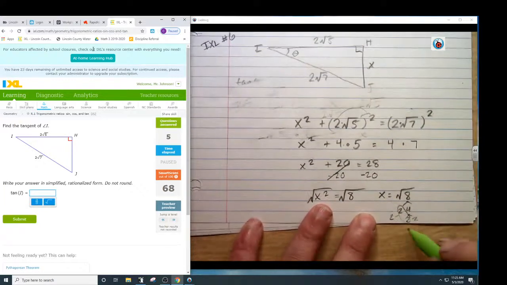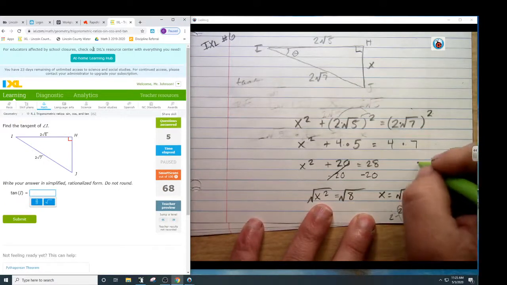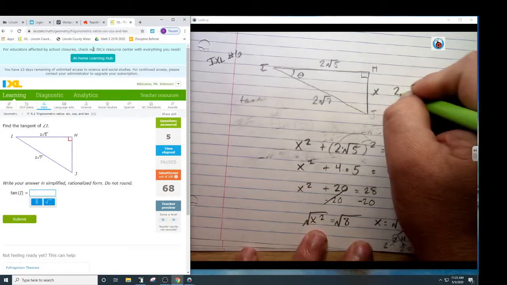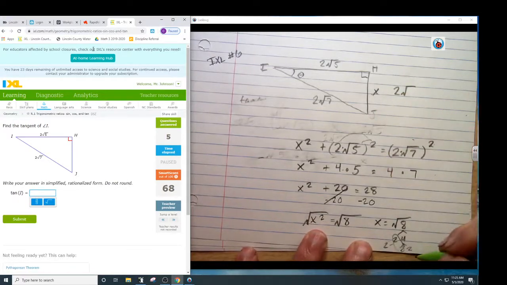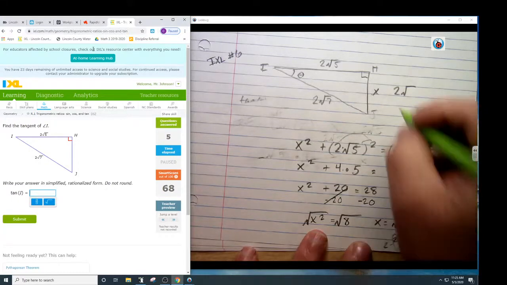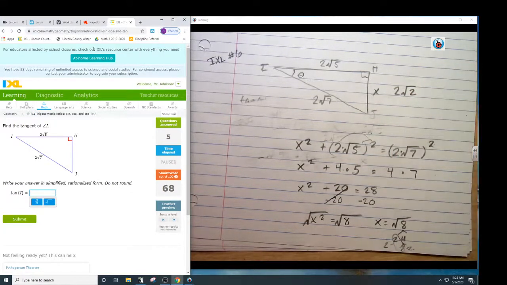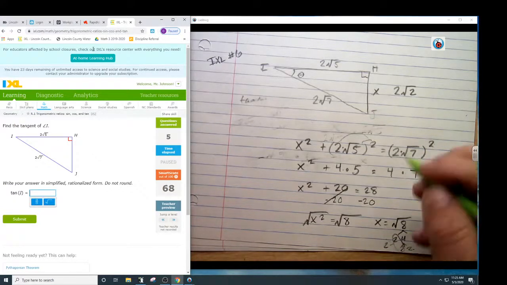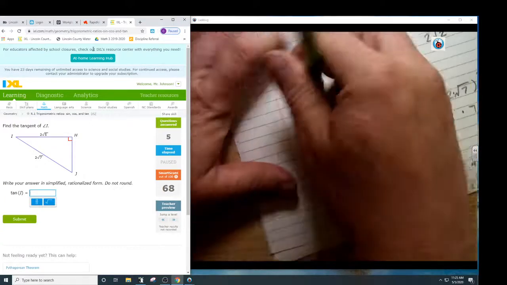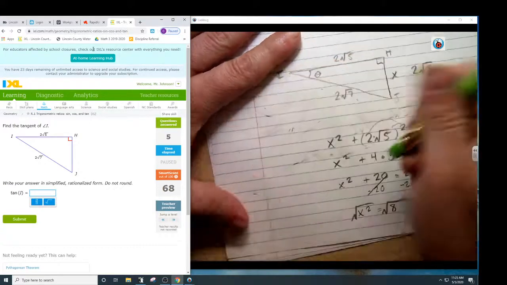That goes on the outside. This 2 will go on the outside, so I'll write it up here. The 2 left over needs to go back on the inside. So now we have our x. So now we can go ahead and do our tan. Find our tan of I.